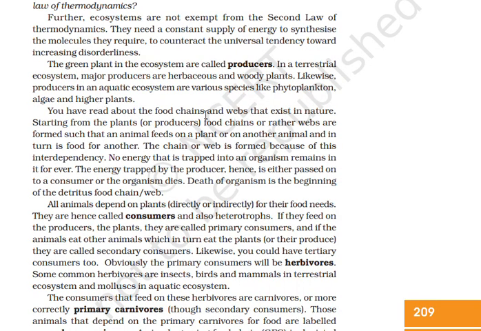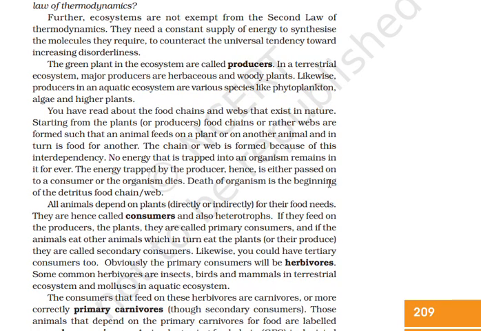You have read about the food chains and webs that exist in nature. Starting from plants or producers, food chains, or rather webs, are formed in such a manner that an animal feeds on a plant or another animal and in turn is food for another. The chain or web is formed because of this interdependency. No energy that is trapped into an organism remains in it forever. The energy trapped by the producer is either passed on to a consumer or the organism dies.